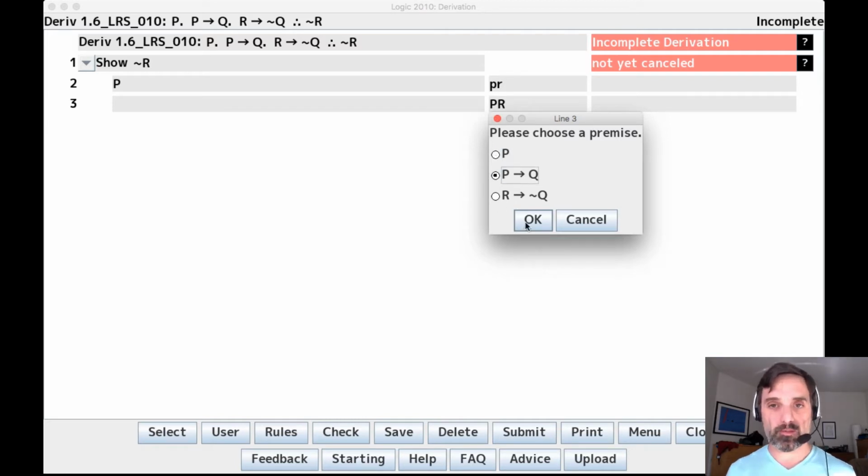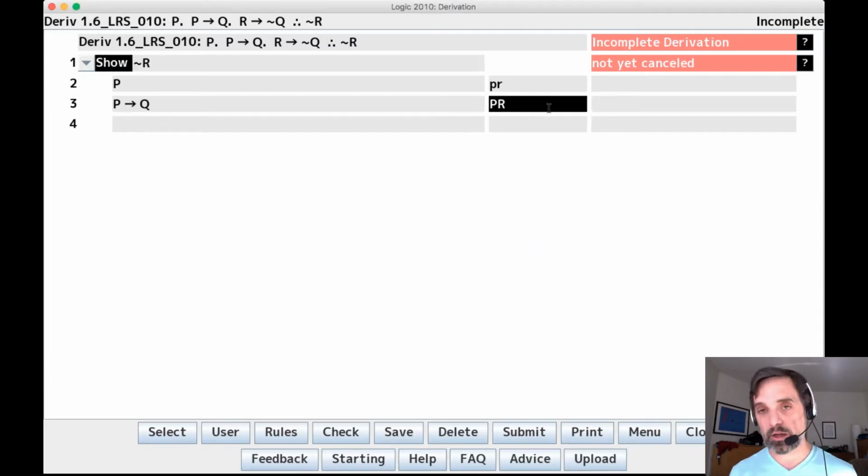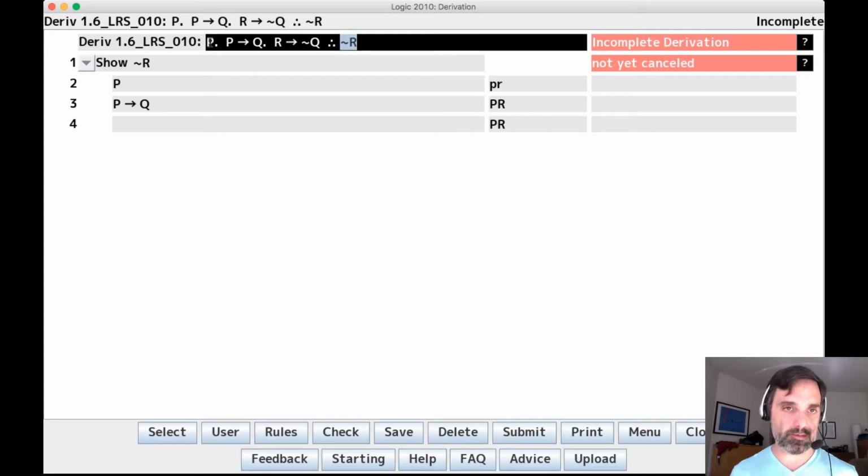So let's put in the second premise. Okay, there we go. We put in PR here, we hit enter, and it asks us what we want to put in. Now we can be a little bit quicker because we know which premise it is that we want to enter now. There are three premises. There's P, which we have on a line. There's if P then Q, which we have on a line. But we want to use a third premise too.